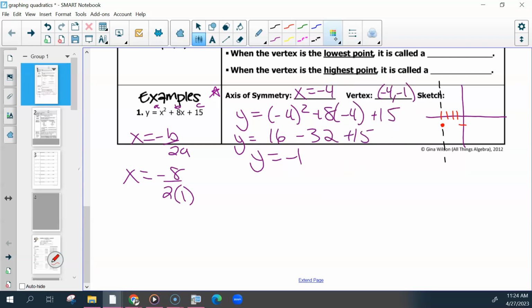And then in order to sketch this, our A value is positive. Would that make it face up or down? Up. Because A is positive, this is going to face up, so from your vertex, you're going to draw like a U. Doesn't have to be perfect, but try to make it look like a U, and draw arrows at the end.